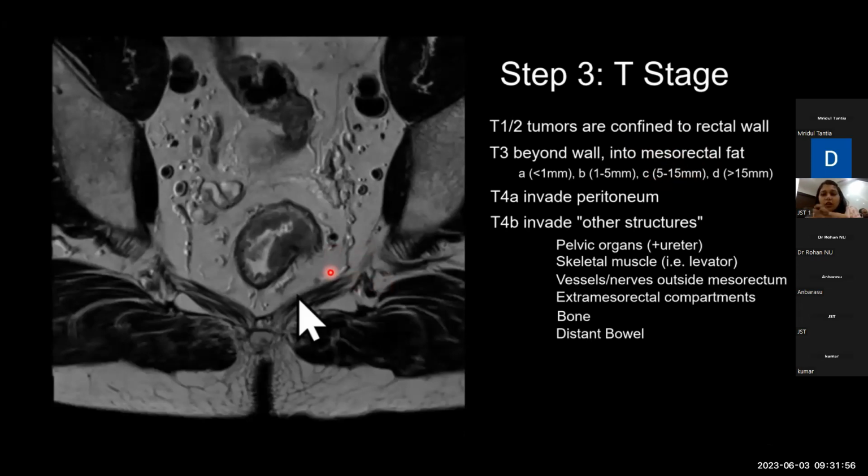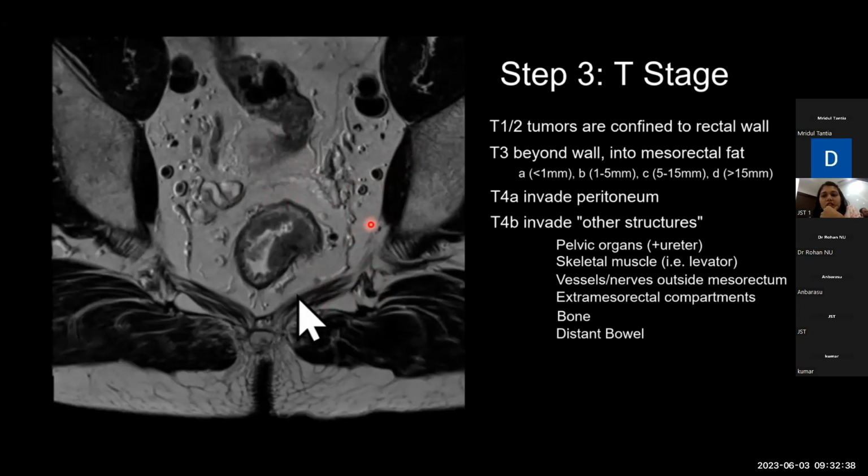Now, other structures include a number of them. Pelvic organs are for sure. In males, it involves seminal vesicles and prostate; in females, vagina, cervix, or even uterus; and urinary bladder and ureters. All these pelvic organs upstage the tumor to T4B. Second is skeletal muscle involvement. As soon as there is skeletal muscle involvement, even for levator ani muscle, it upstages to T4B. Skeletal muscle includes other pelvic side wall muscles such as obturator internus, piriformis, and ischiococcygeus.